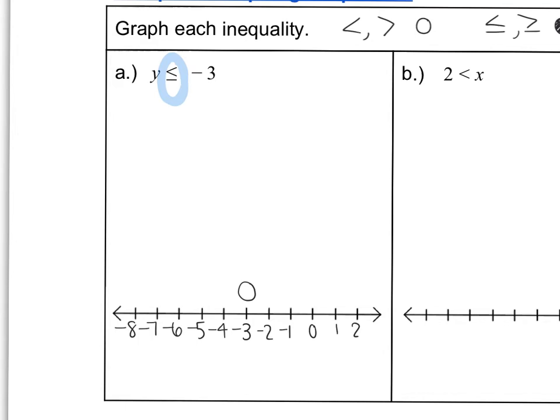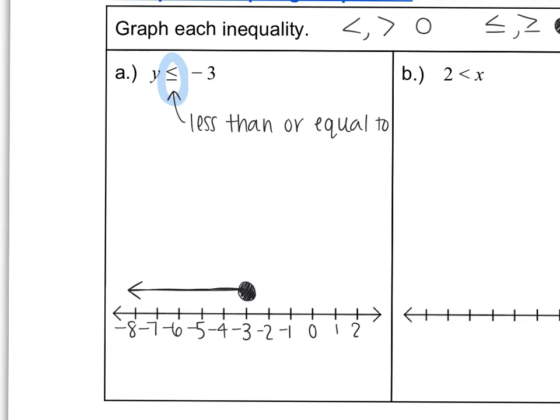Because my inequality is less than or equal to, I fill it in. If it was just a less than, I would leave it open. So I fill in my circle, and now I have to decide where to put my arrow. This says less than or equal to. So think about which numbers are less than negative 3. It's all of these numbers over here, right? These numbers are less than negative 3. So that's the direction I want to put my arrow, to the left.